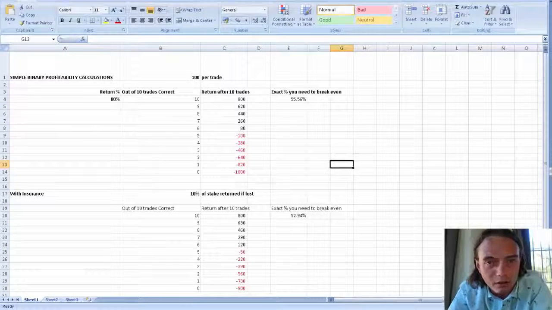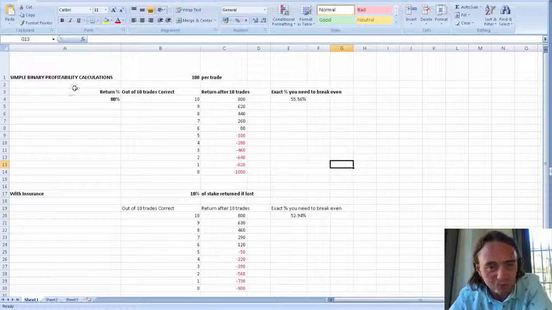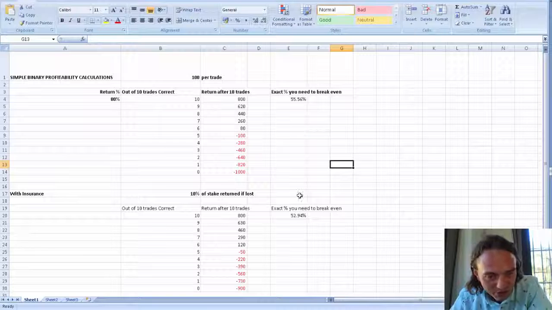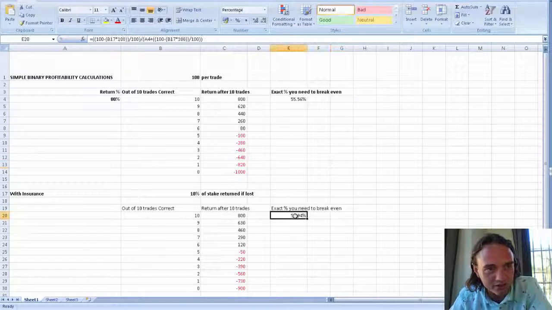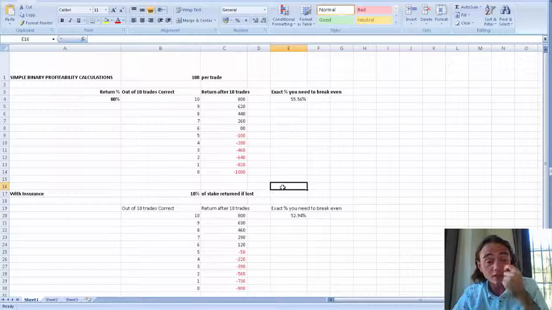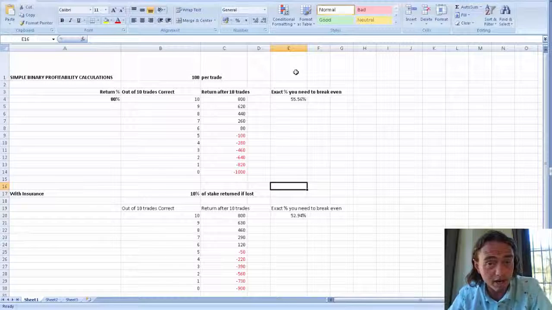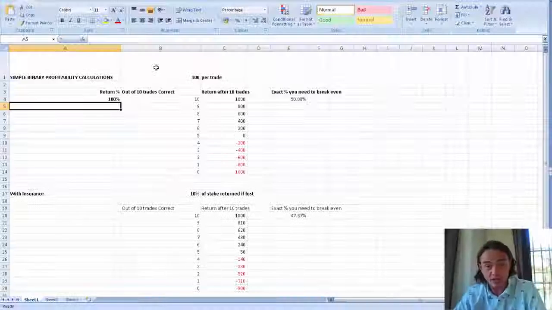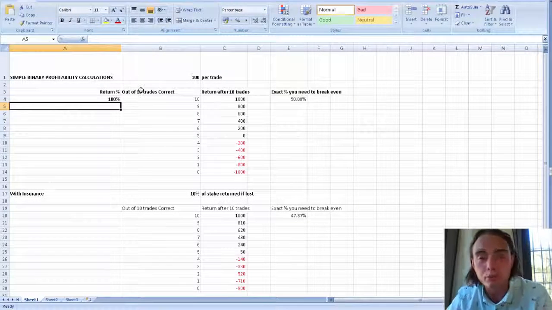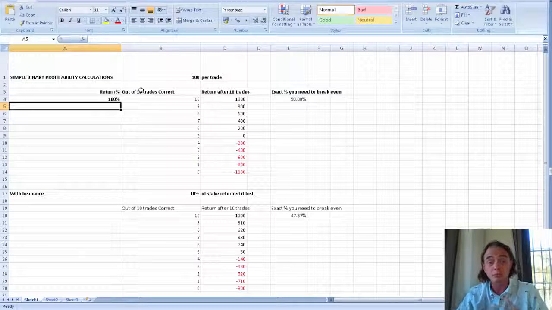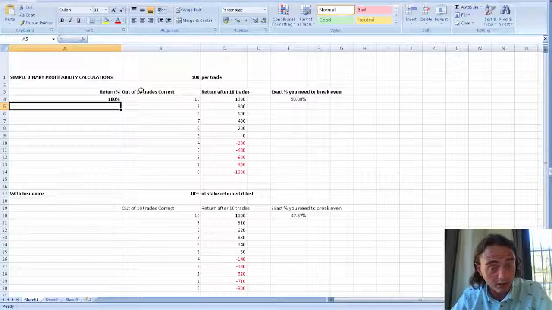Okay, so here's my simple binary profitability calculator. It's actually reasonably complex to get this. So for example, look at that formula to calculate the break-even percentage. Basically, the higher the return, the less often you need to be correct to make a profit. Let's say you're getting 100% return. So every time you're correct, you're getting 100% back, so you're doubling your money.